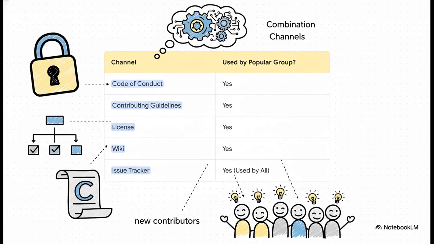So what's the secret? What do they all have in common? Well, the big takeaway is that they lean heavily on those combination channels. They create structure. They formalize the rules with a code of conduct, they clarify the process with contributing guidelines, and they define the terms with a license. It makes it so much easier and safer for new people to jump in and contribute effectively.